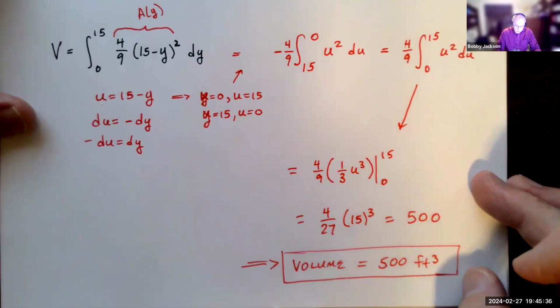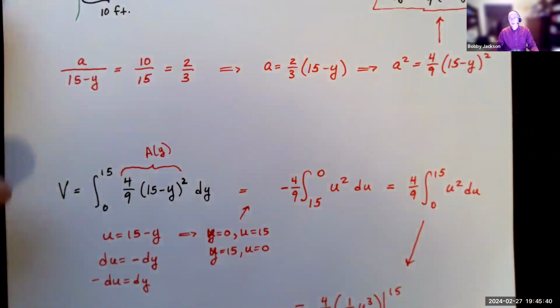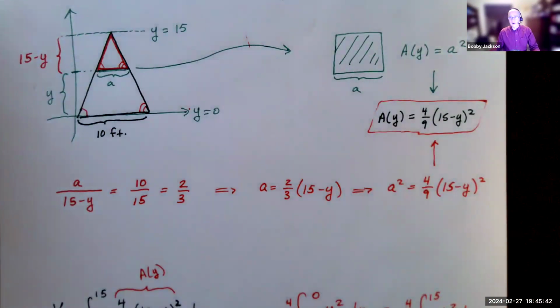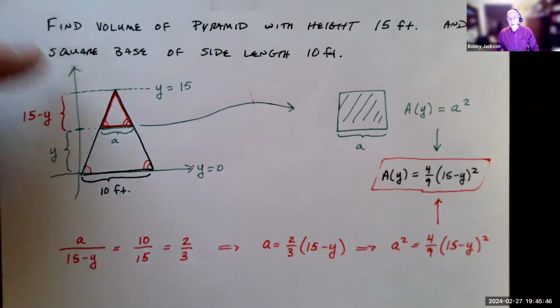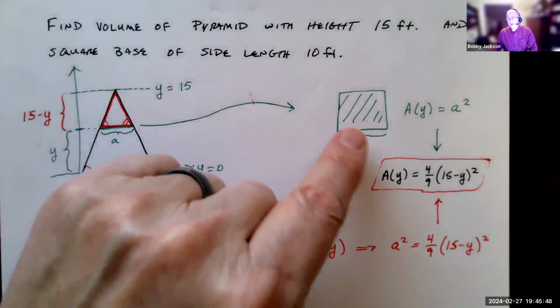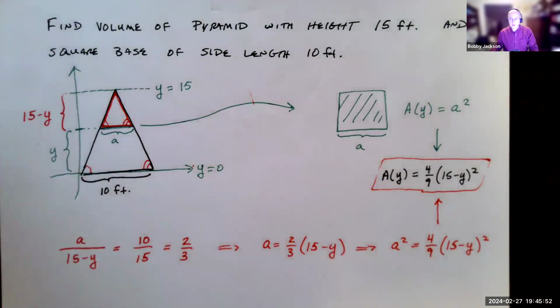Okay. All right. So I hope this is helpful for this volume problem. They are sometimes challenging. You want to certainly draw the picture, and the key is to get that cross-sectional area as a function of y if you're integrating with respect to y as we're doing here.